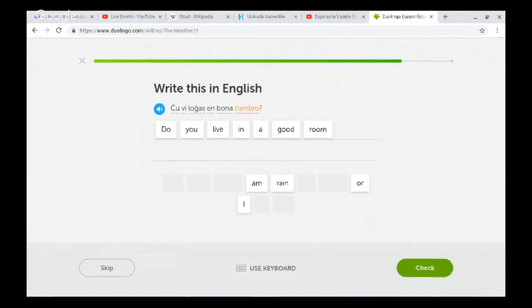So people will look at this and they'll say, "Oh, ĉu means do," but actually it doesn't. It indicates a yes/no question, or any kind of closed question like an either/or question, multiple choice. Right? Is that a dog or a cat? So ĉu by itself doesn't mean anything. You start out with the statement, "Vi loĝas en bona ĉambro." You live in a good room, and then you add ĉu in front of it, and it becomes a question. Do you live in a good room?